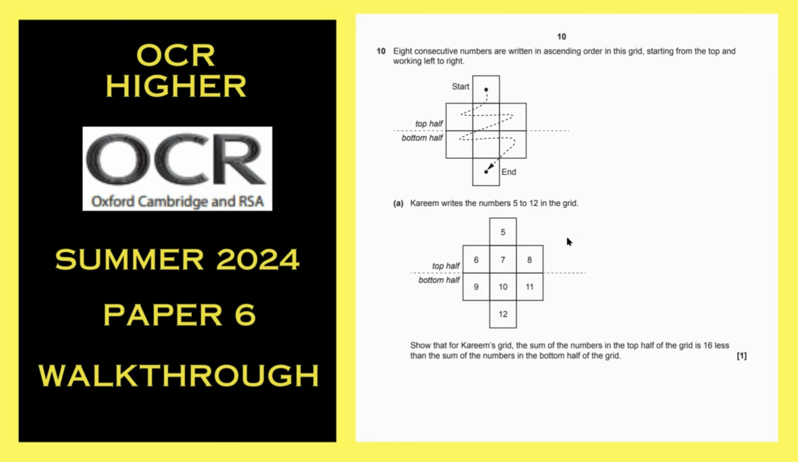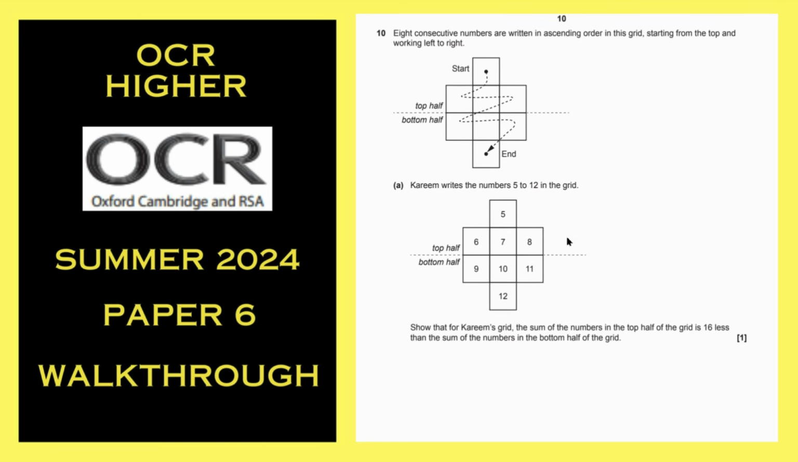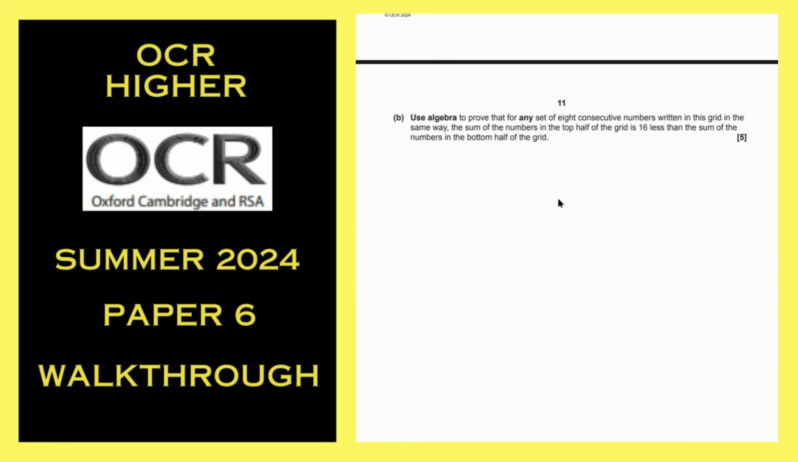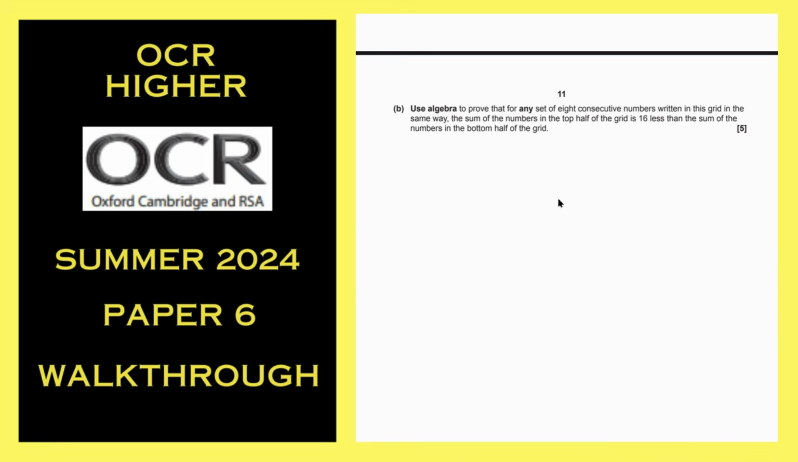Onwards. Number 8. Firstly, it's almost quite laughable. Got to be honest. Add up the top numbers, you get 42. Add up the bottoms, 26. Take them away, it's 16. Can I get on with the rest of my life now, please? Thank you very much. Part B is pain in the backside algebra.